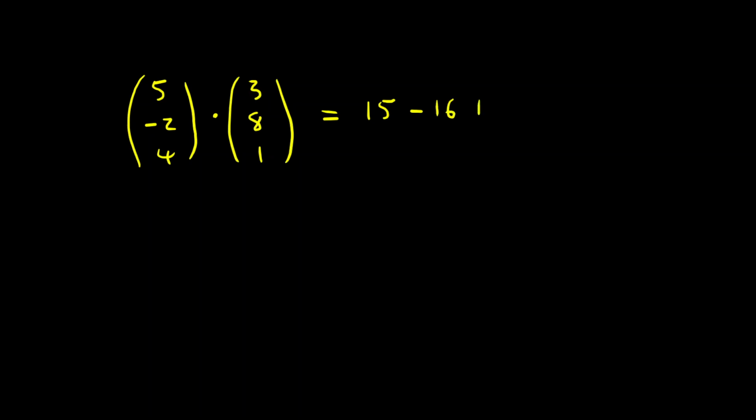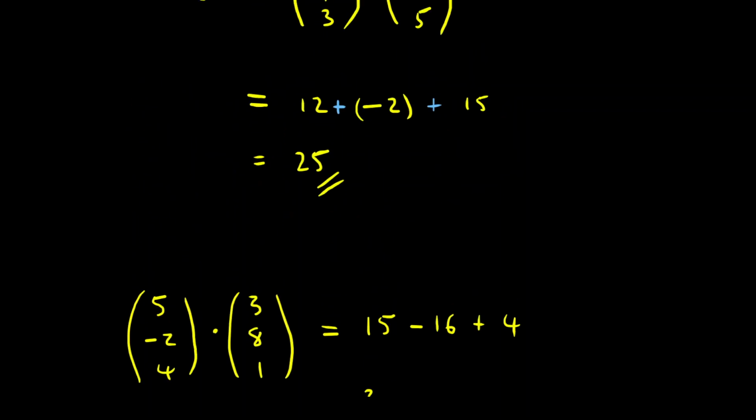Let's say I've got 5, -2, 4, dot product with 3, 8, 1. How am I going to do this? Well, I do 5 times 3, which is 15, plus -2 times 8, which is -16, plus 4 times 1, which is 4. 15 minus 16 is -1, plus 4 is 3. So that's the scalar product of those two vectors.